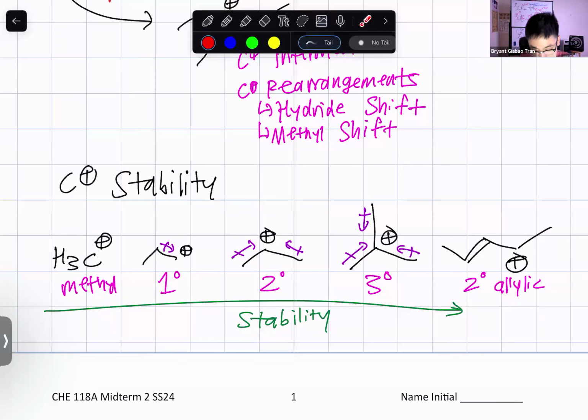And you already learned the reason why this structure is more stable than this structure. Can you think of any reason why you think this carbocation is more stable than this structure here? Think about what's around that carbocation and what it could do.